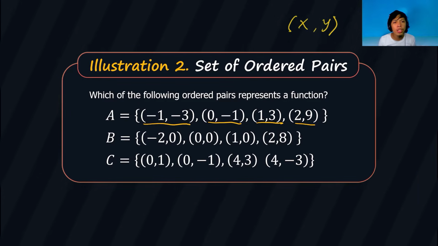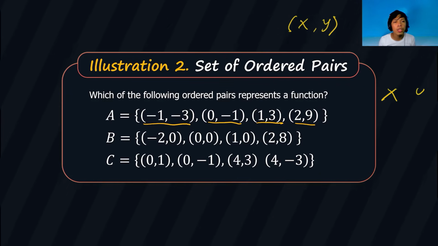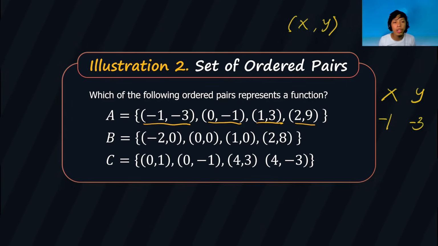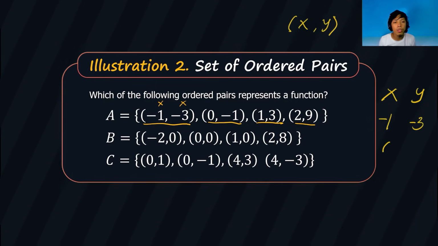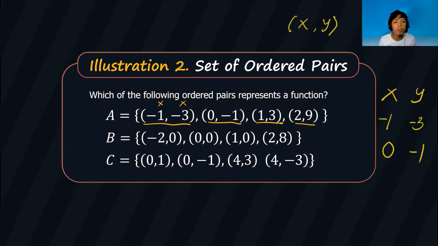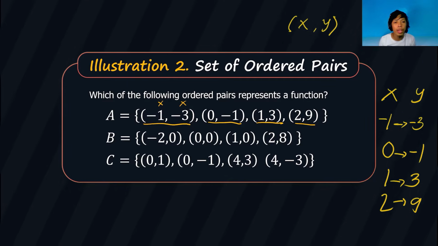Now let's check set A. You can transfer this ordered pair into an arrow diagram. For letter A, we have X and Y. On X, we have -1, which corresponds to -3. We also have 0, which corresponds to -1, and 1 corresponding to 3 and 2 corresponding to 9. Now you can see that each element in X corresponds to a single output in Y. Right? That means letter A is a function.